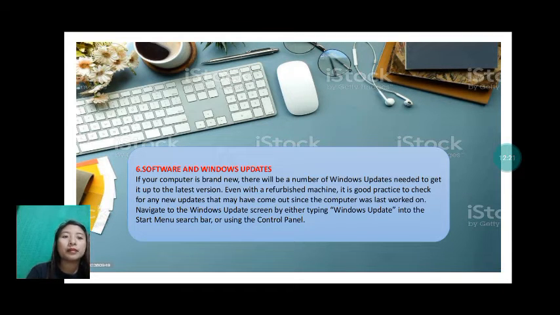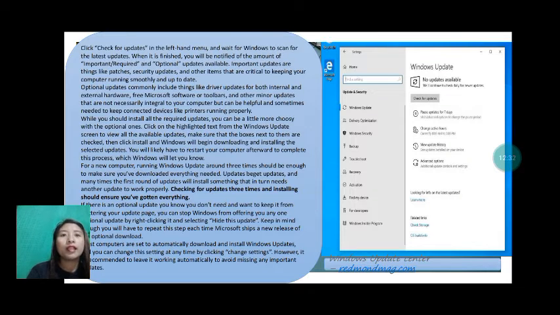Navigate to the Windows Update screen, either by typing Windows Update into the Start menu search bar or using the Control Panel. Click Check for Updates in the left-hand menu and wait for Windows to scan for the latest updates. When it is finished, you will be notified of the number of important, required, and optional updates available.